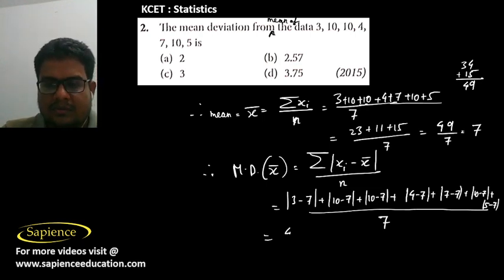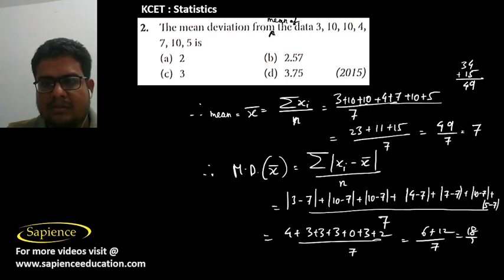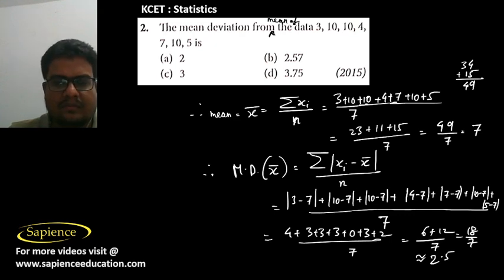So this will be 4 plus 3 plus 3 plus 3 plus 0 plus 3 plus 2, that is 6, 6 plus 3 plus 12 by 7. So 18 by 7. 18 by 7 is approximately, 7 2s are 14, 2 4 by 7. It is approximately 4 by 8, so that is approximately 2.5. So option B is the correct answer.